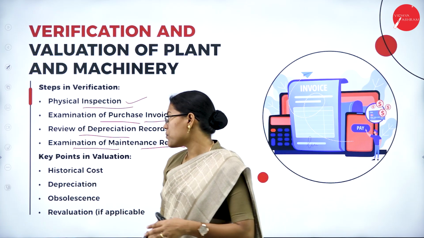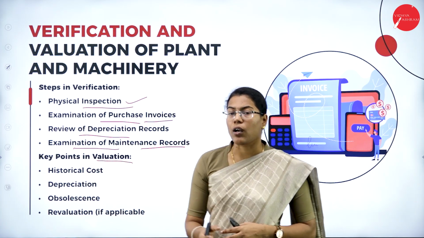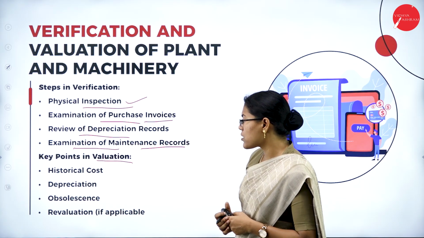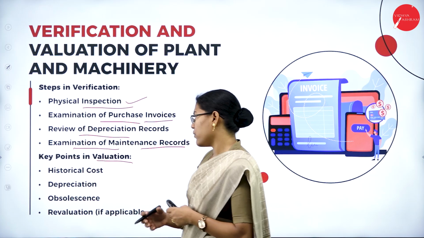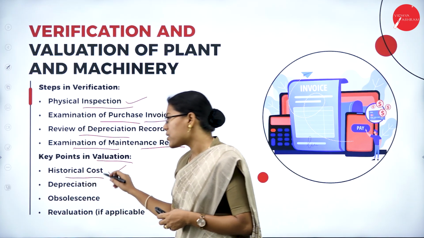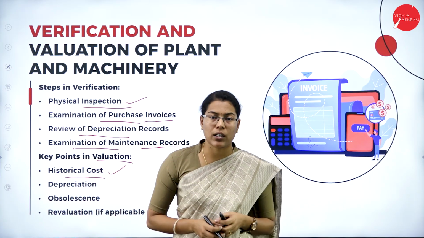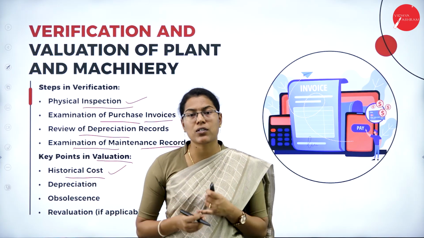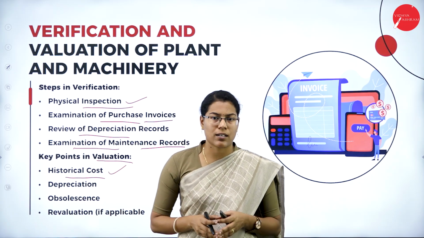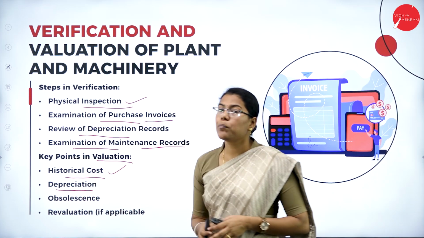So then when it comes to the valuation, valuation here means the measure of the value of the plant and machinery. So how the valuation is done, how the value is derived. So basically the historical cost here refers to the cost at which the plant and machineries were purchased at the beginning. So it includes the purchase cost, transportation cost, installation cost, etc. Then it also includes the calculation of depreciation.